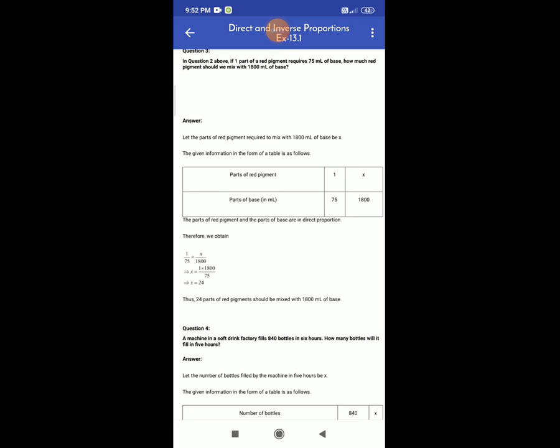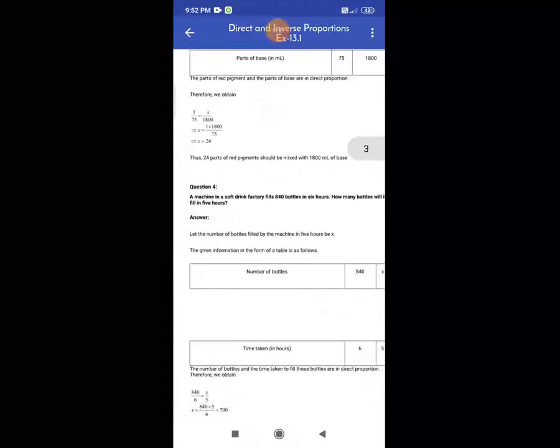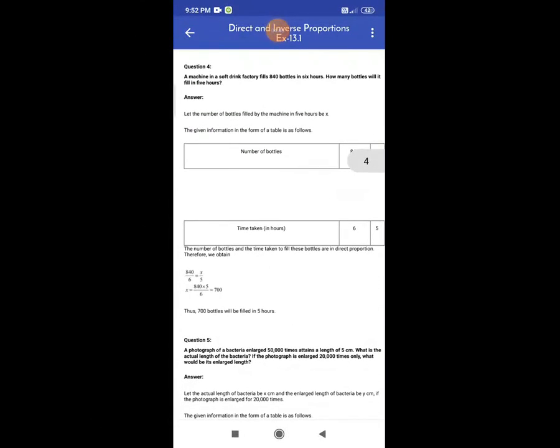The parts of the red pigment and the parts of the base are in direct proportion, and therefore we obtain 1 by 75 is equal to x by 1800. Therefore x is equal to 1 multiplied by 1800 divided by 75, and finally we get x is equal to 24. Thus 24 parts of the red pigment should be mixed with 1800 milliliter of base. Now it's on your screen.